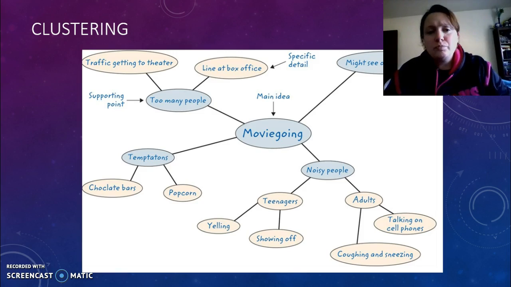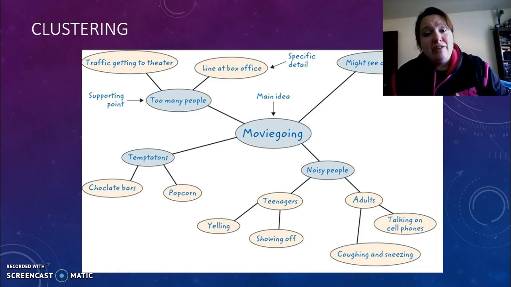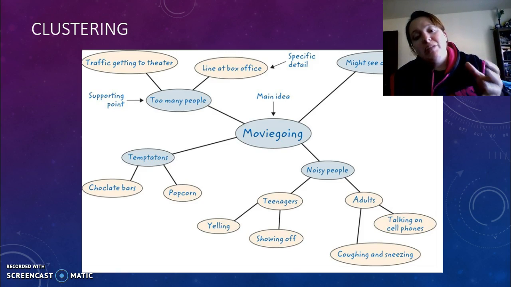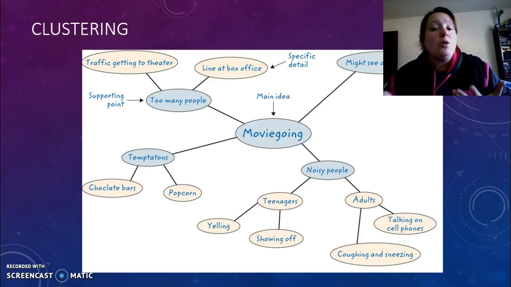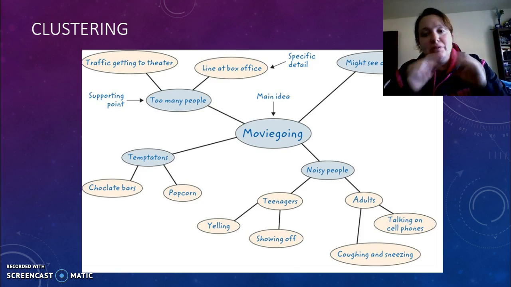My favorite type of pre-writing is clustering. This is something you might have heard as a web diagram, as mind mapping. It's got all kinds of names, just like all of the other pre-writing that we're talking about today. It's got tons of different names. But this one I really like because it's more of a visual organizer. So you start in the middle with movie going. That's our main idea that we started out with.